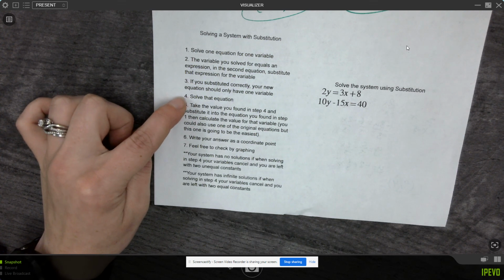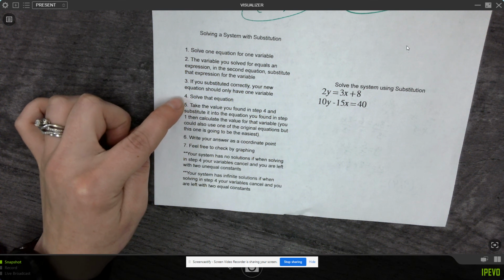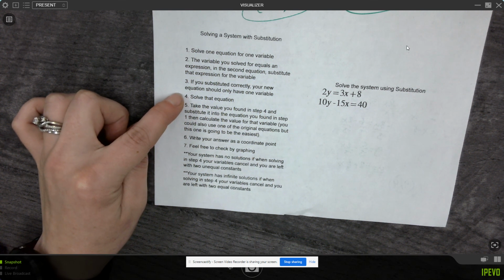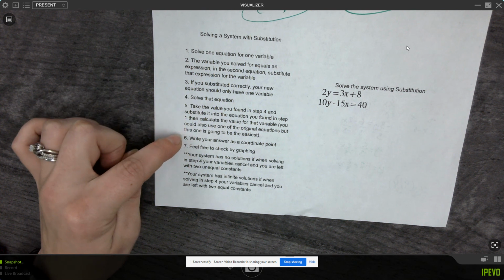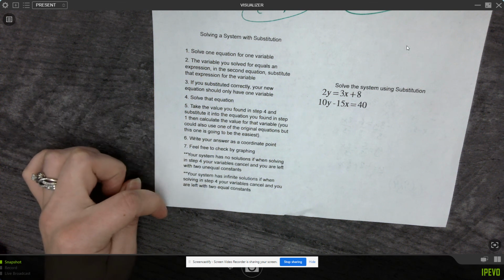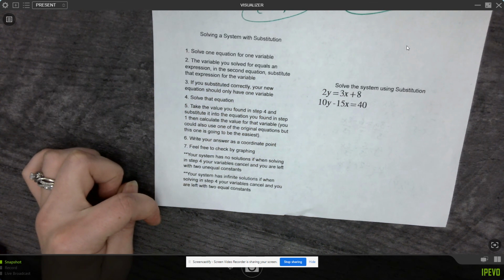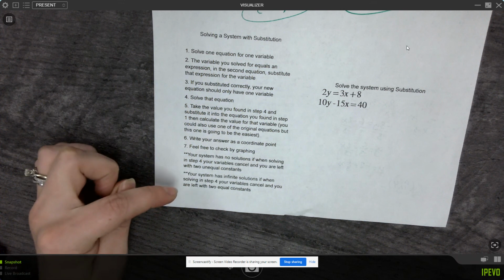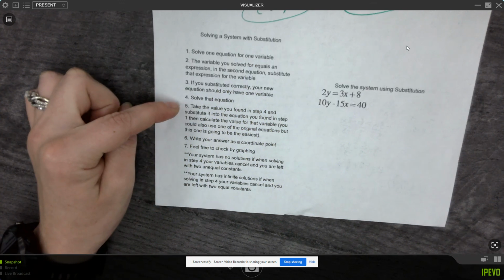If you have an answer to x equals or y equals, if you get an answer here, you're going to have a coordinate point. So if, when you're continuing to solve for your other variable, you somehow get one of these that's trying to tell you infinite or no solutions, you have messed up somewhere. Infinite or no solutions should stop at number 4.